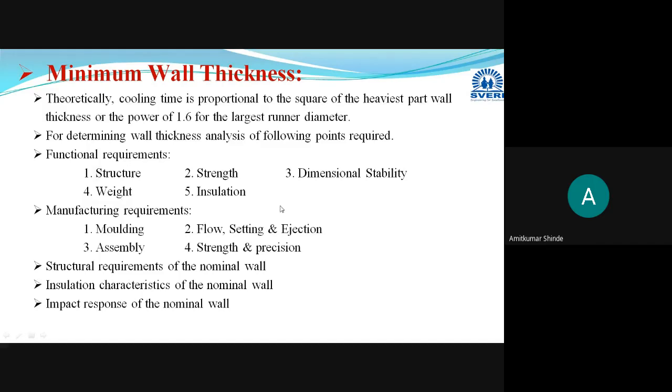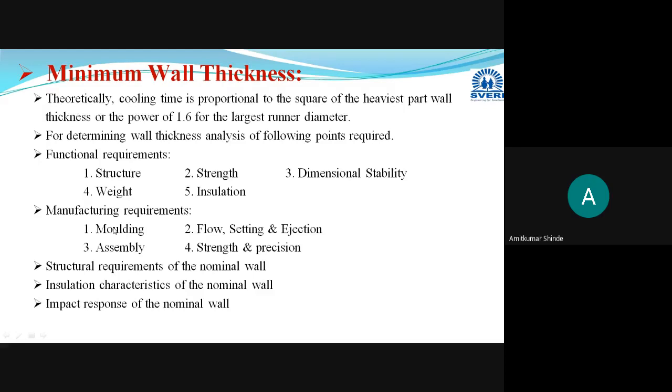These are some functional characteristics. Depending on this, you have to choose the plastic material to manufacture that particular plastic part, and its wall thickness you have to determine depending on the strength required and the weight you want. Then some manufacturing requirements you have to consider here.